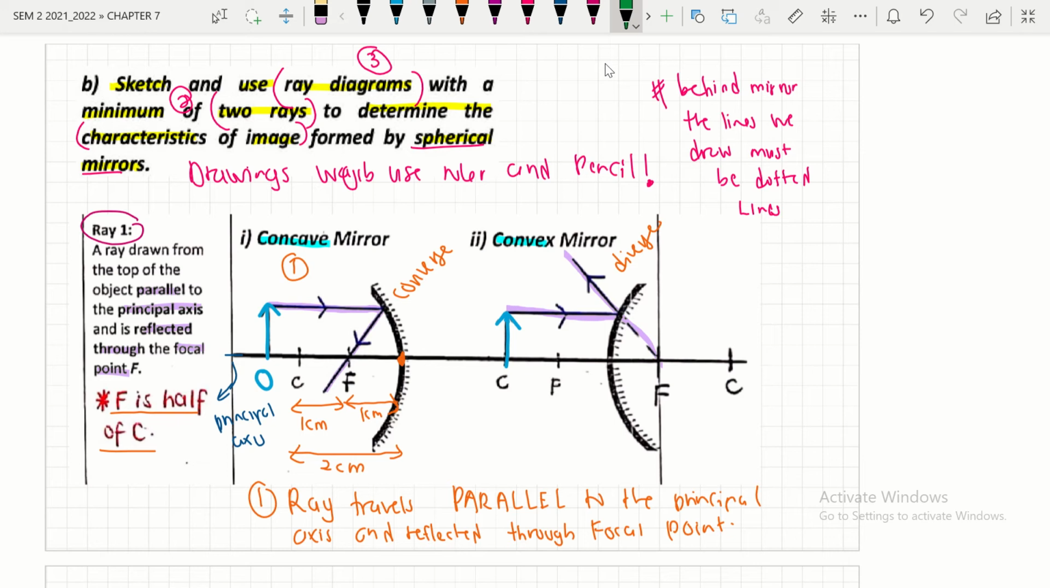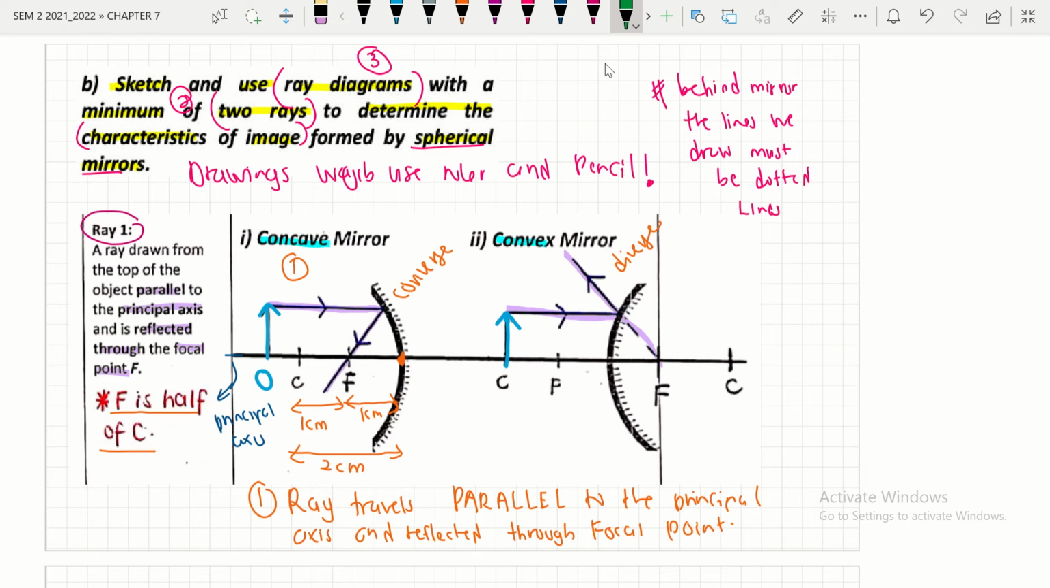So today I'm going to teach you how to sketch a ray diagram for concave mirror and also convex mirror. And from the ray diagrams, we already know where the image is formed at the intersection, and we are going to look at the nature of image. So what does the nature of image mean? It is the characteristics of the image.